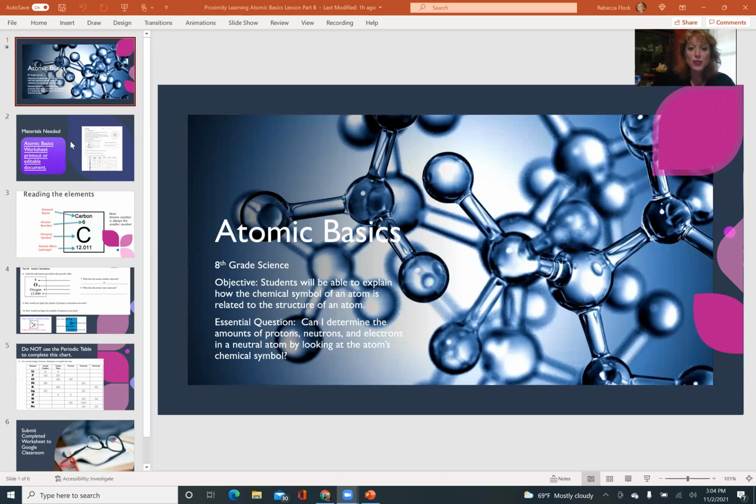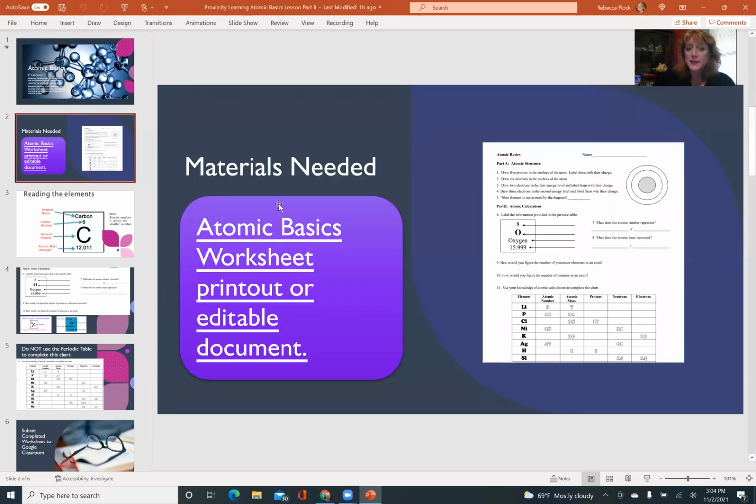What you are going to need for today is the atomic basics worksheet we started on. So we did part A yesterday. So the basics worksheet link is right here, or you can just pull it up from what you saved from yesterday. You'll either need a hard copy of it to write on or an editable copy so you can write on it on the computer to turn it in at the end of the day.